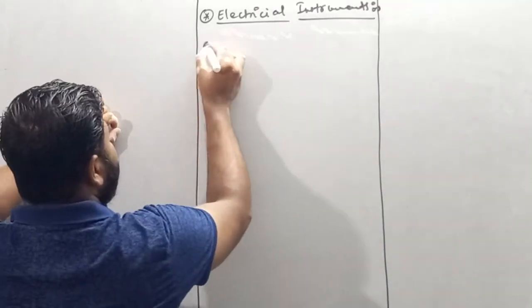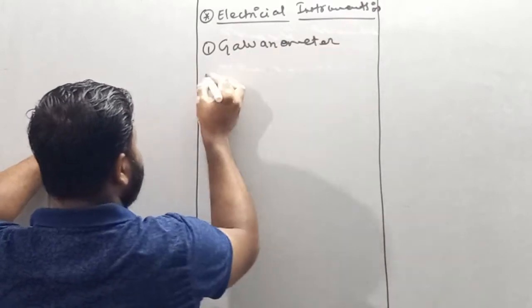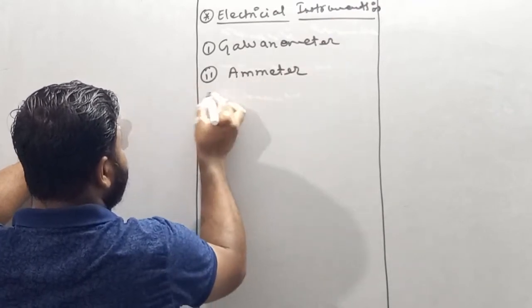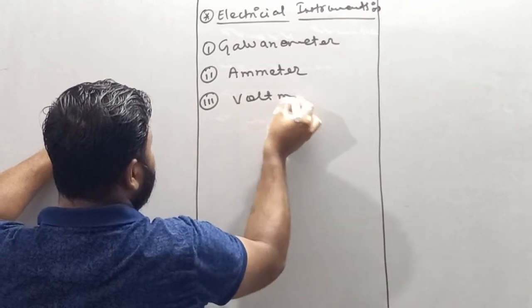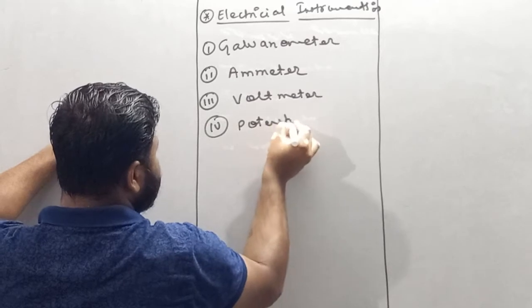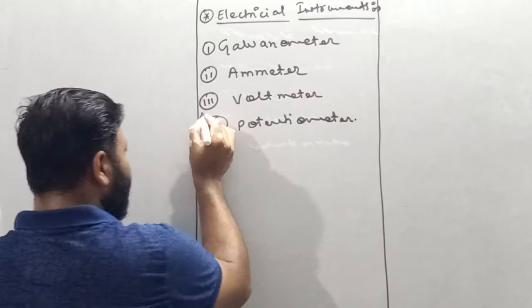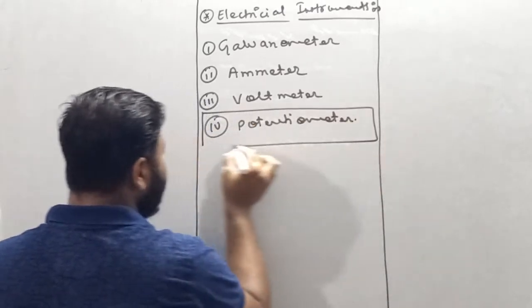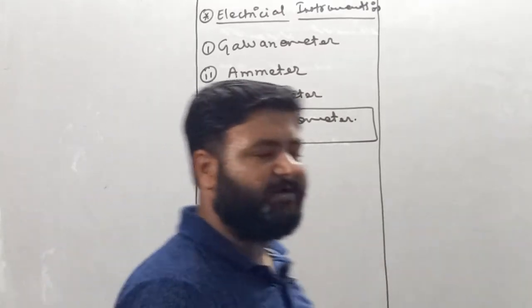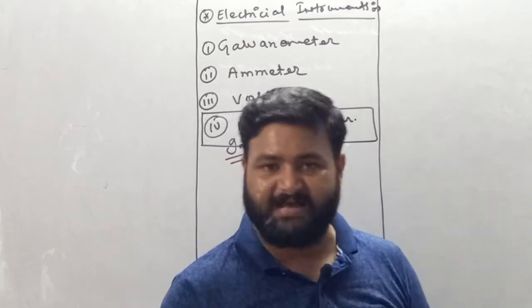First is galvanometer. Second is ammeter. Third is voltmeter, and fourth is potentiometer. And remember, among all, this potentiometer is very important for any kind of exam, board exam or NEET exam or JEE exam, my dear student.